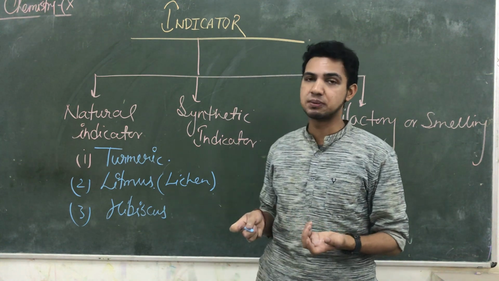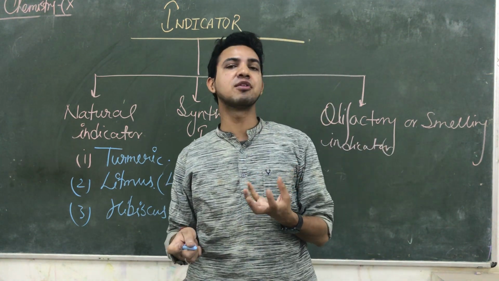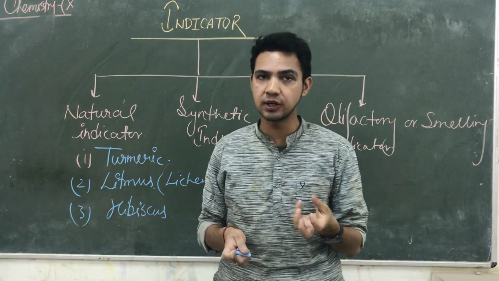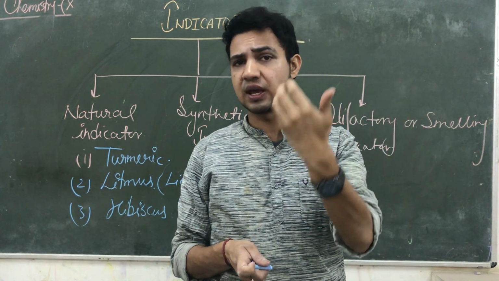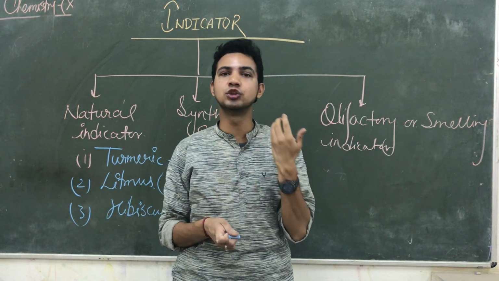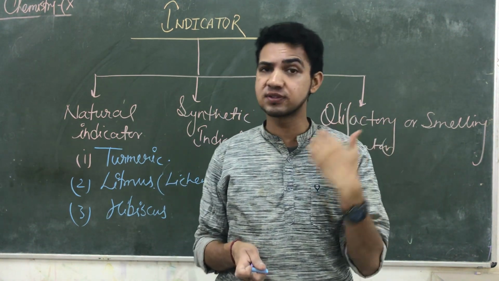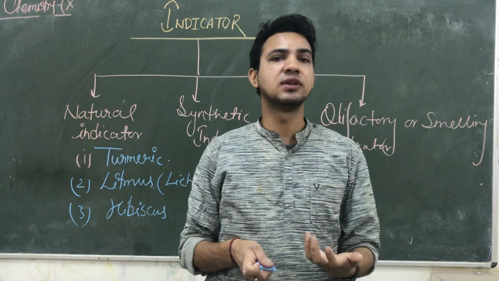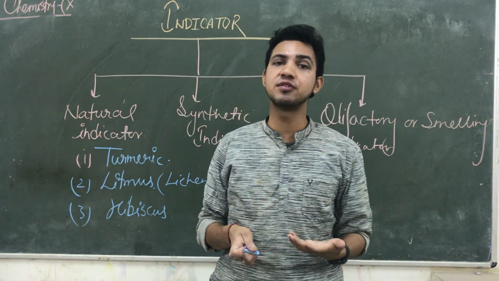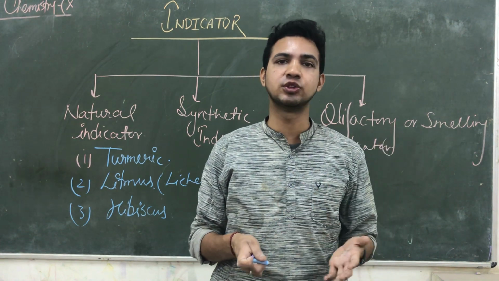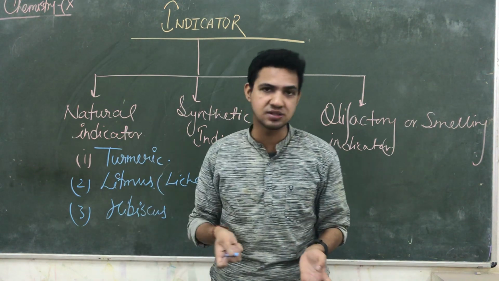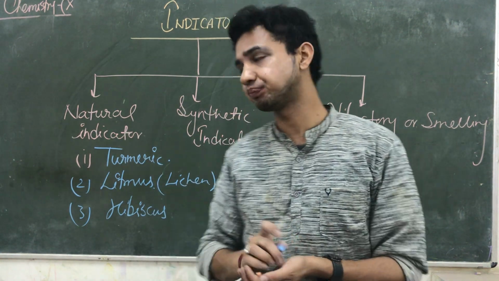The last one is hibiscus. The hibiscus is a red-colored flower. When we get the extract of this flower, it is red in color, but when we add this extract to a base, the red color changes into green. But when we add this substance to an acid, the color remains the same. So by the color change, we identify which one is acid or which one is base. We get such substances from our nature.